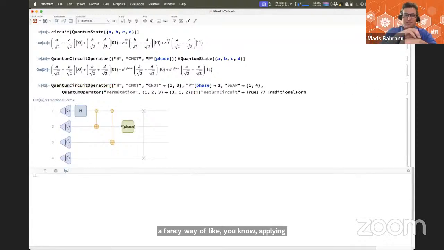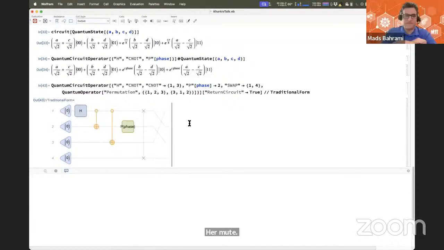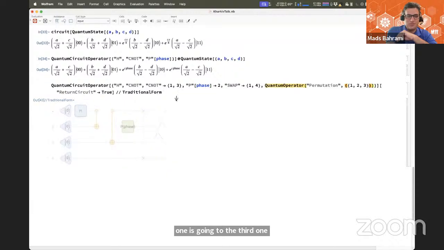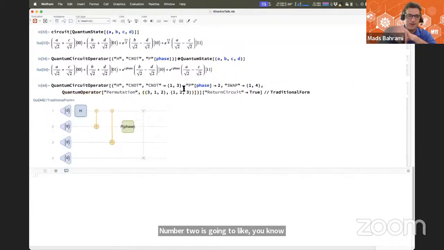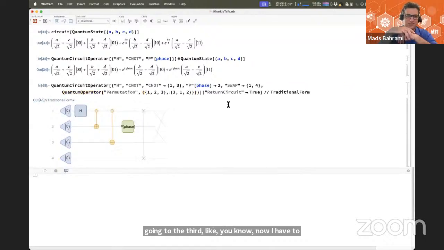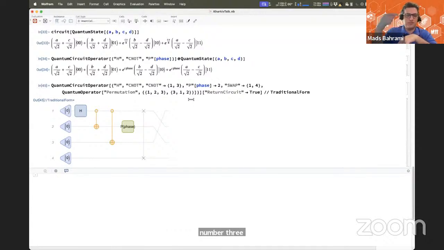a superposition of, as Nick is basically playing around with the permute. I know what's going on. Okay, so this is the case of permuting. Basically 1, 2, 3, you see the one is going to the third one. Now I have to remember how we should read that cycle. Yes, and then number two goes to the third one, number three to the first one, and number one to the second one.